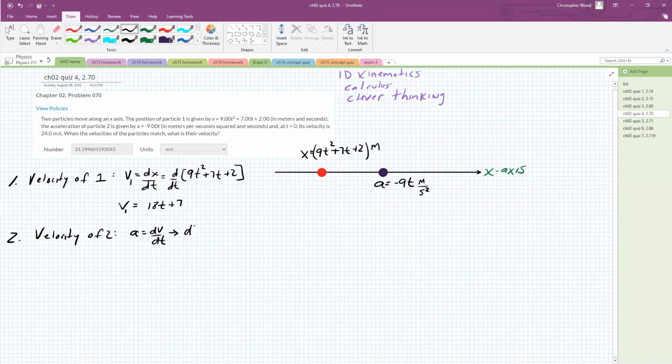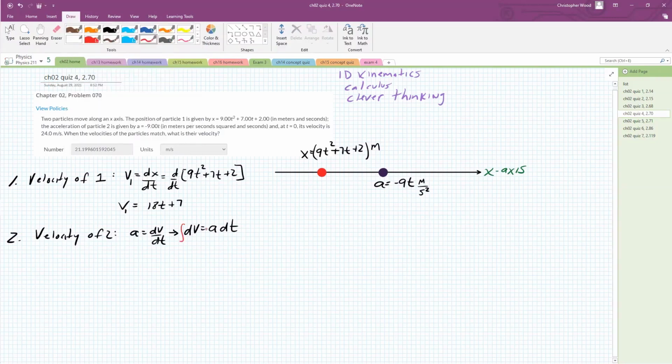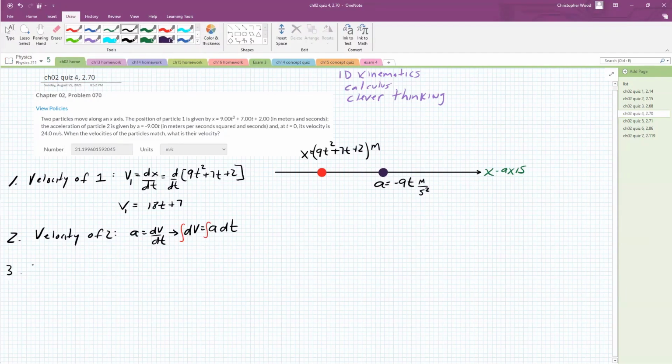So I have dv equals, once again, a times dt. That's good to know. So I need to get my velocity function. So I'm going to integrate the left side, and I'm going to integrate the right side. Whatever I do to the left side, I have to do to the right side.